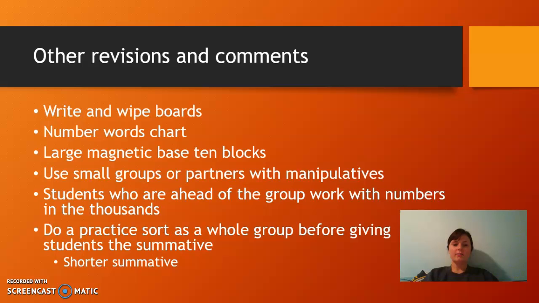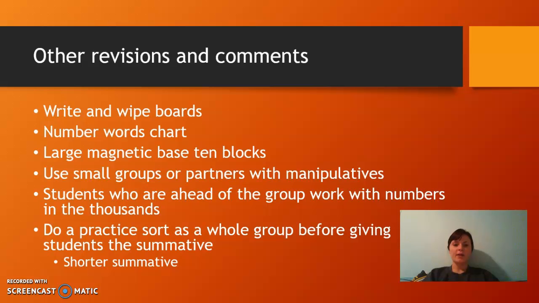I would use large magnetic base 10 blocks on the board to show them visually how to create numbers using base 10 form. And also, when using the base 10 blocks, I would put them in small groups or with partners because it was difficult to manage all of those little blocks with 15 students touching them at the same time.